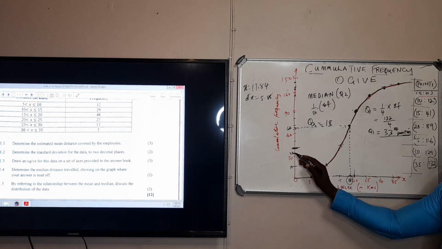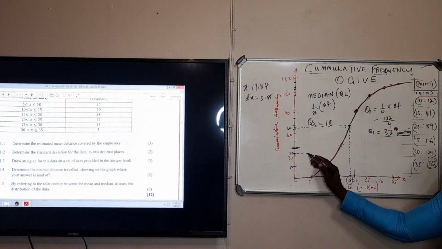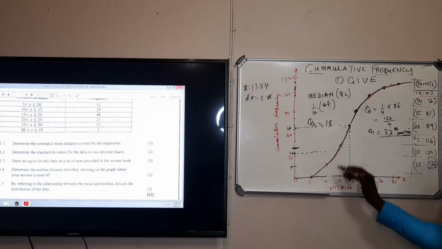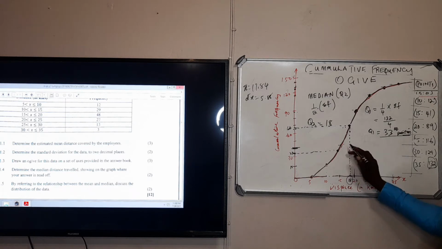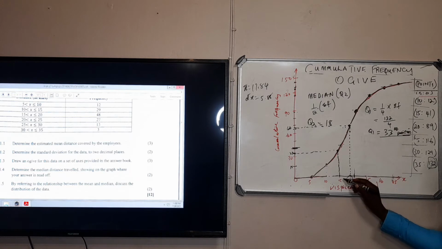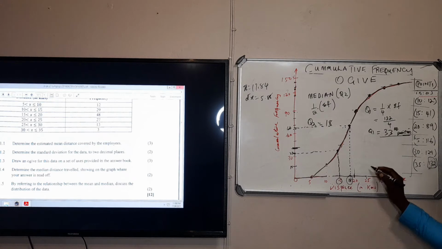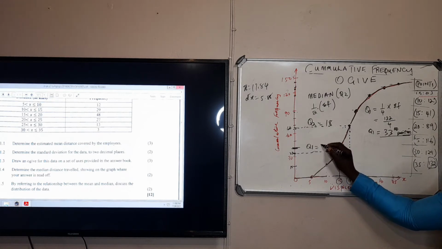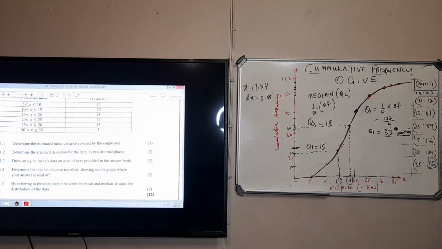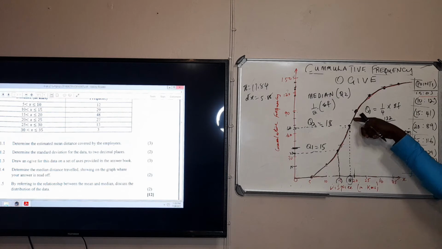You can now read it off down here. Lower quartile is down here to the graph. When you touch what we call the ogive, then you have to read off your answer to the distance in kilometers. So the lower quartile is 15. So one can write our Q1 here is equal to 15 kilometers. Okay, so always our answers are read off on the x-axis. Although we start by tracing it from the y-axis to the curve and then you read it down.